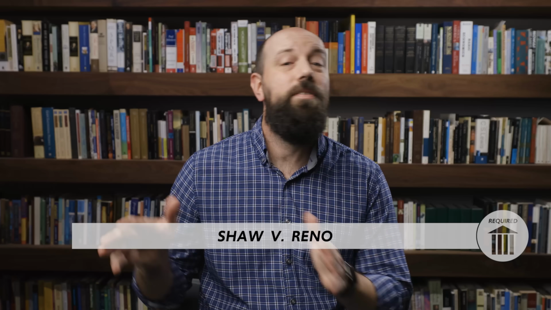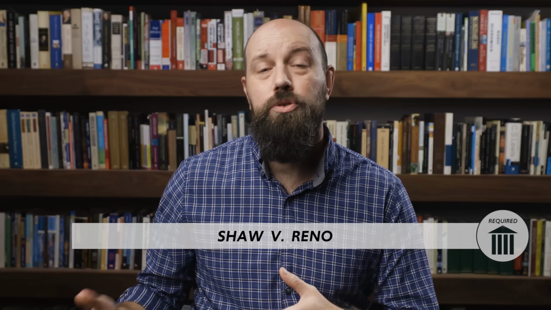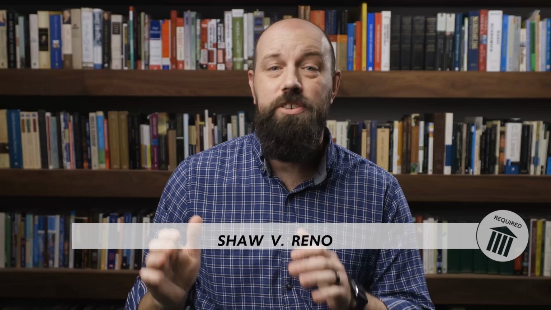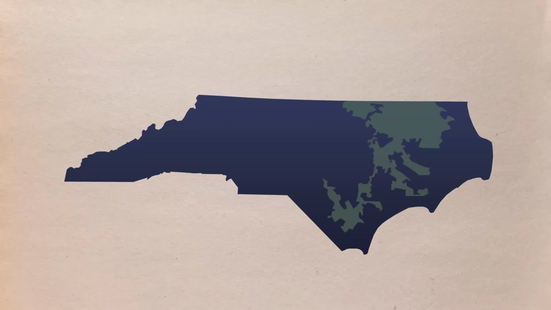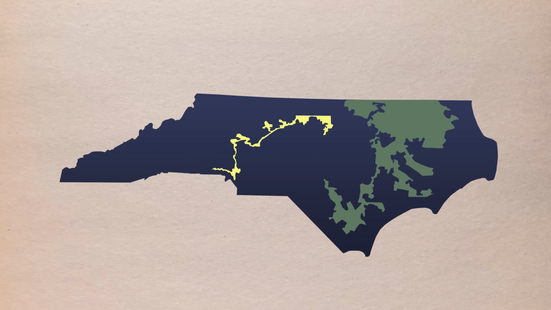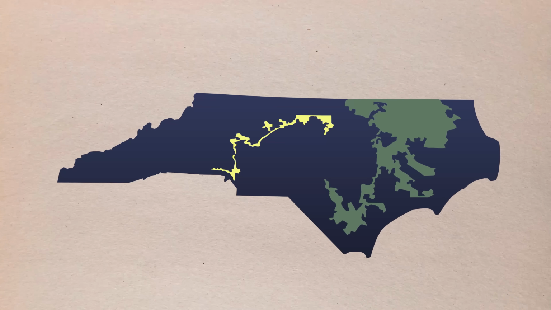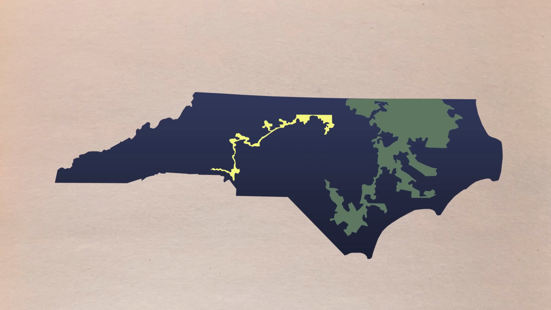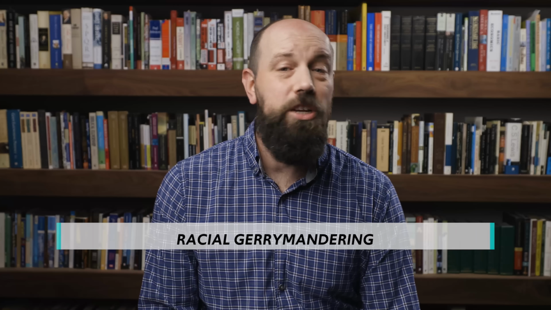Reno, on which, again, I have a whole video. The short story is that North Carolina drew 2 majority-minority districts, which is to say majority Black districts, and submitted the plan to the Justice Department for approval. And based on the Voting Rights Act, the Justice Department said, sounds good to us. But several North Carolina residents challenged these districts, which, to be fair, were drawn in very wonky shapes, saying that these majority-minority districts were drawn only to help Black voters. The word for that, in case you forgot, is racial gerrymandering.